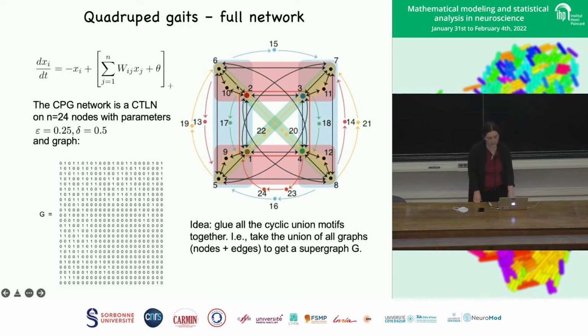And so this is the super network. It has 24 nodes. There's the same 4 that have many edges coming in and out of them. It looks very complicated, but it's really just a gluing of those simple networks that she had, one for every gait. And this is the adjacency matrix.